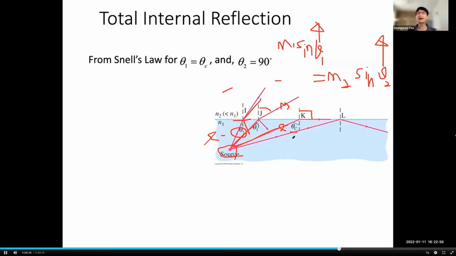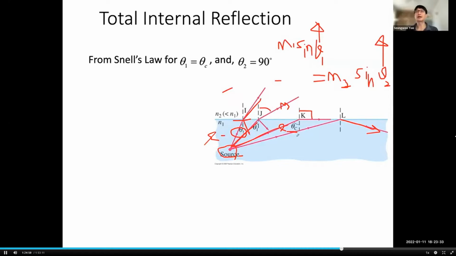And then if I increase this incident angle beyond this critical angle, then all the light will be reflected back to the original medium, the first medium. And this is called total internal reflection. So when the incident angle goes beyond this critical angle, all the light will reflect back to the original medium through this total internal reflection.